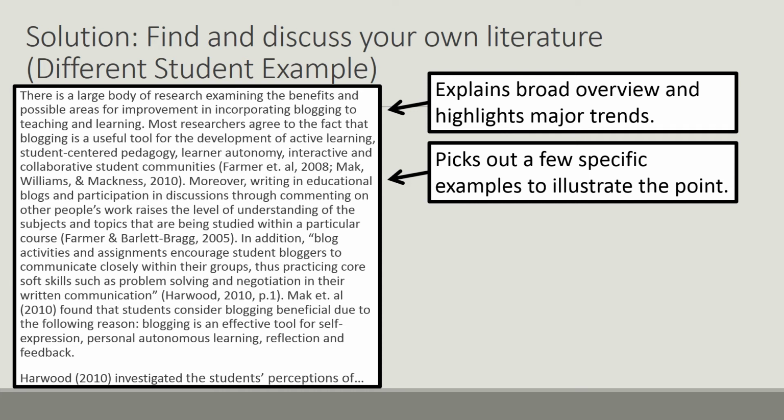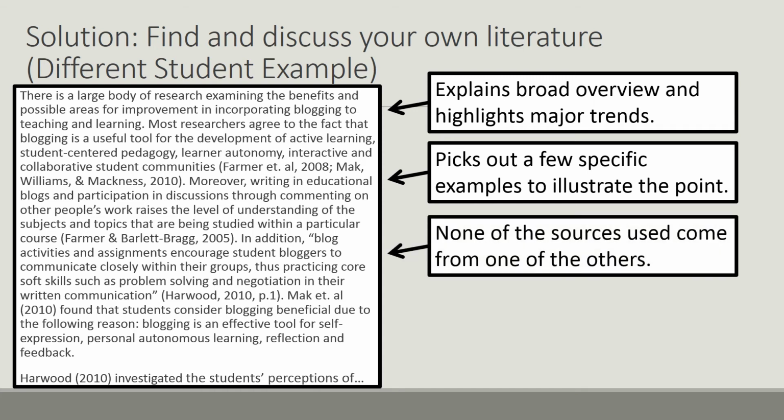The student then goes on to pick out a few specific examples to illustrate that point, right? We want to show that these researchers all agree that blogging is useful. So the student writes, moreover, writing in educational blogs and participation in discussions through commenting on other people's work raises the level of understanding to the subjects and topics that are being studied. With a specific citation, the student goes on to use another example, but in none of these sources do they have this overlap where they only found sources from one first source.